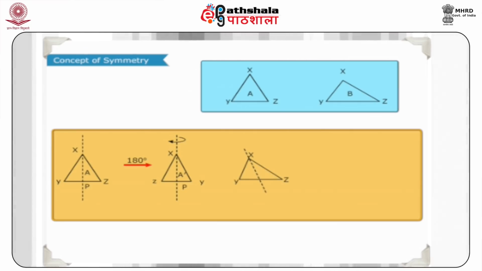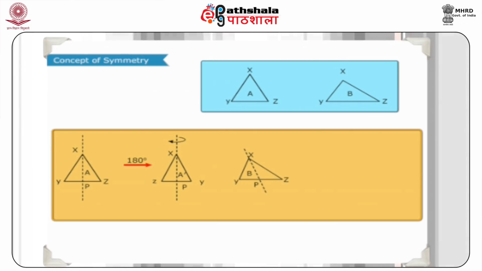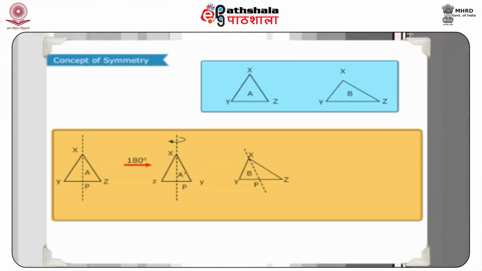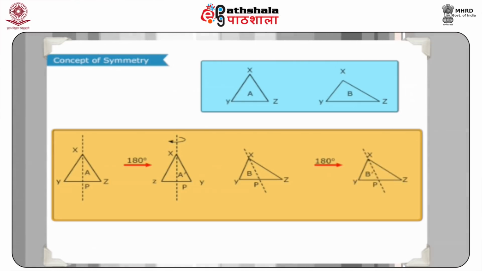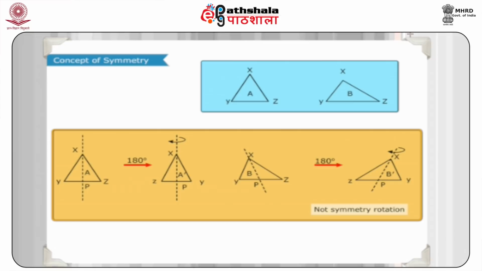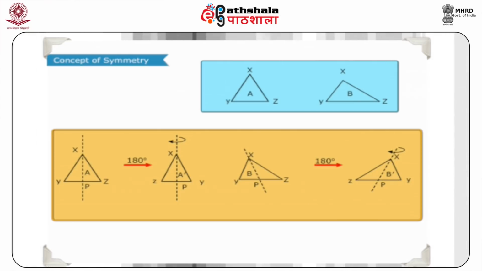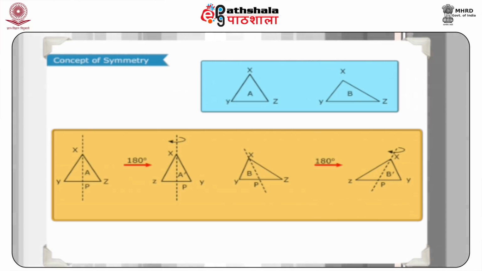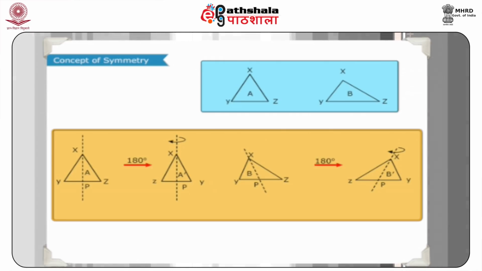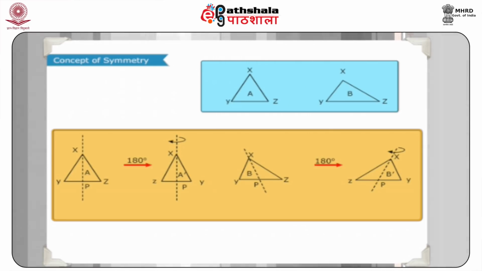But in triangle B, the interior angles are not equal. Hence, after rotation, we can distinguish between triangles B and B'. Thus, triangle A is more symmetrical than triangle B about the dotted line in the plane of the paper.